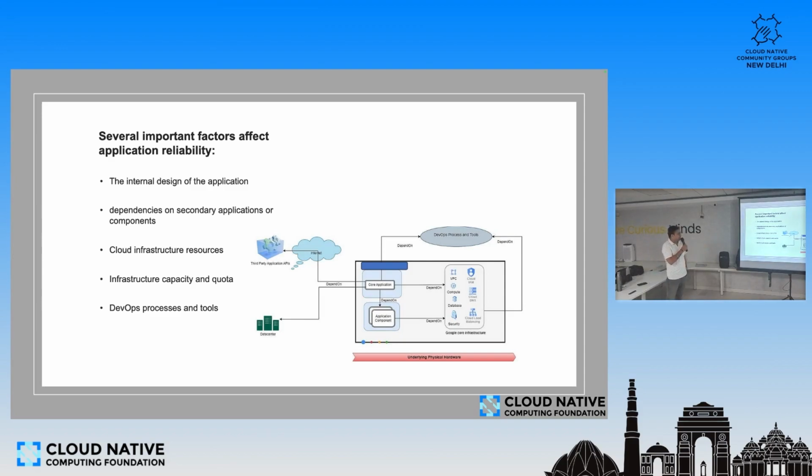Then there is a second part called dependency on secondary application or component, which means if your core application is dependent on other applications, the reliability of your core application also depends on the reliability of the dependent application. For example, let's say you have an application hosted in the cloud on a Windows server, and that Windows server wants to join the AD server as a domain join, right? What happens if the AD server fails or the domain has some issue? Obviously, it's going to impact your main application.